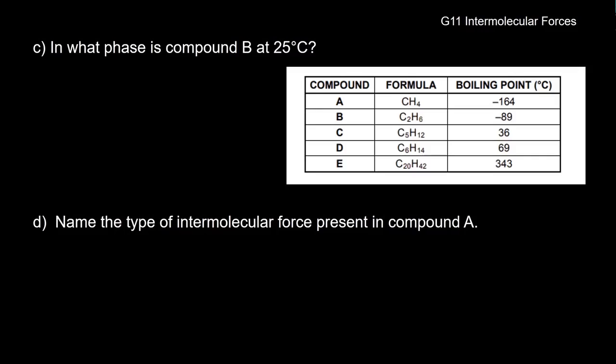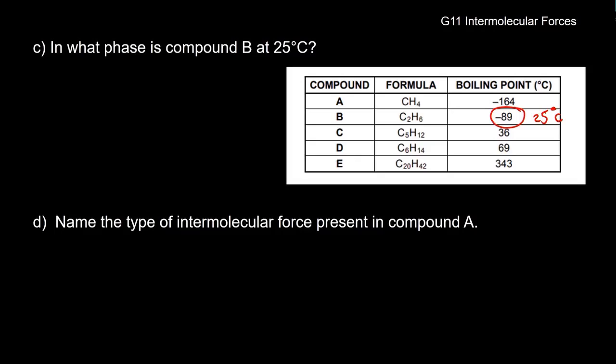Okay. Now, in C it says, in what phase is compound B at 25 degrees Celsius? So let's have a look at B. Well, its boiling point is negative 89 degrees Celsius. So what do you think it's going to be? If its boiling point is moving from a liquid to a gas, it has to be in the gas phase at 25 degrees because its boiling point is so very low. So it is going to be in the gas phase.